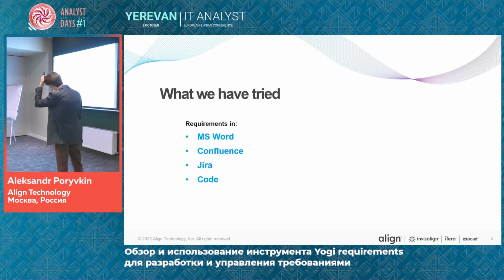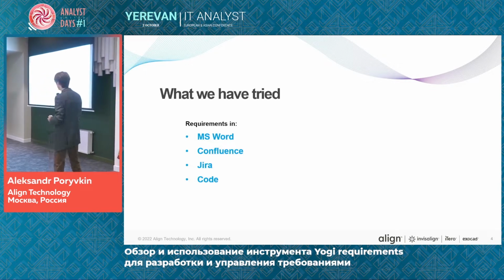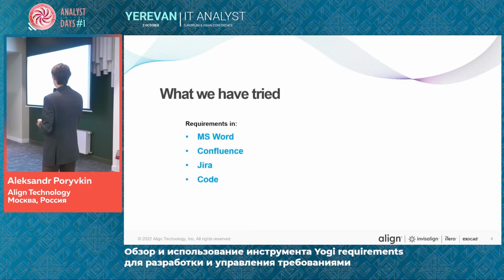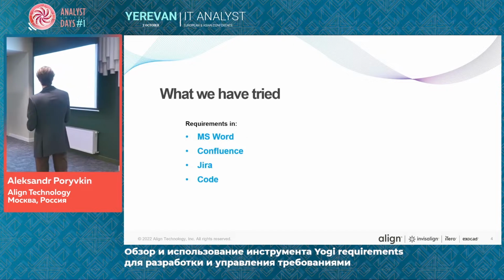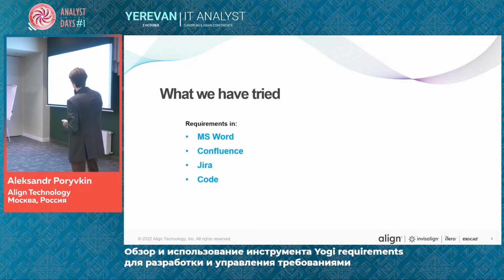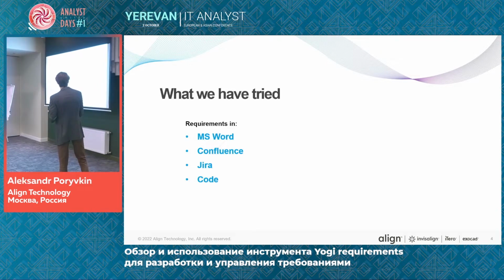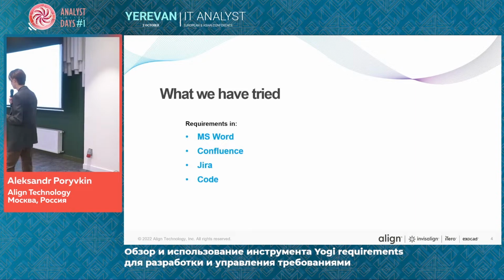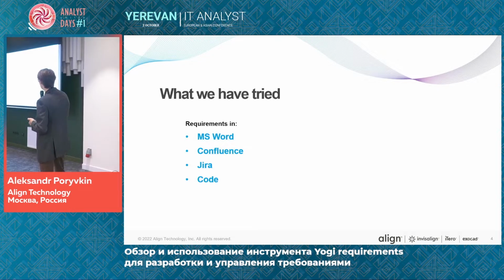Before we go to tools, let me tell you briefly why we wanted to look for new ways of managing the requirements and how we wrote the requirements. These are the main approaches. I'll talk about each and every one in detail. MS Word, it's the longest. So the requirements were written inside the SRS specification with numeration, with a whole list.